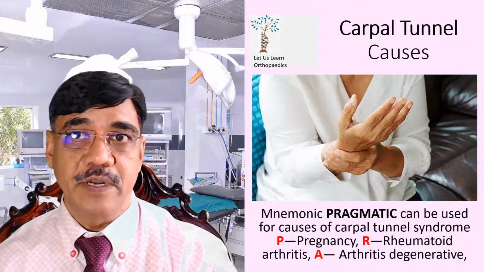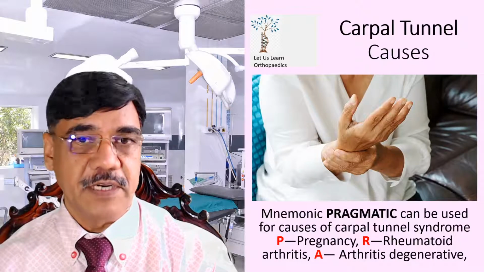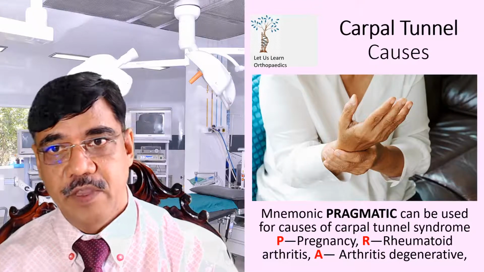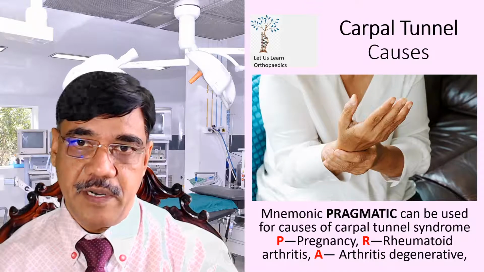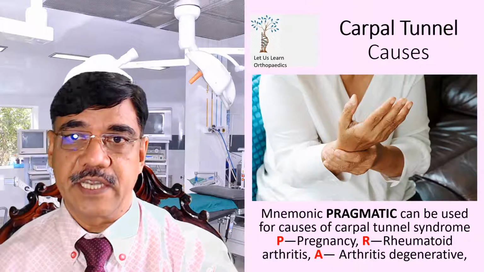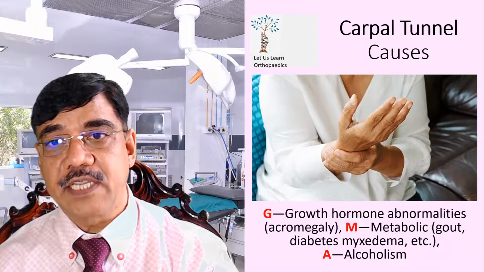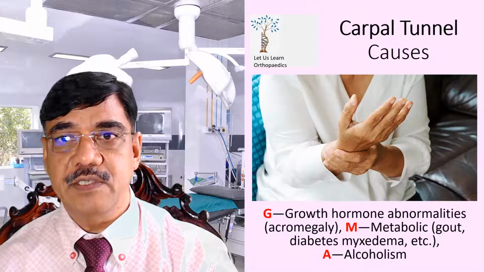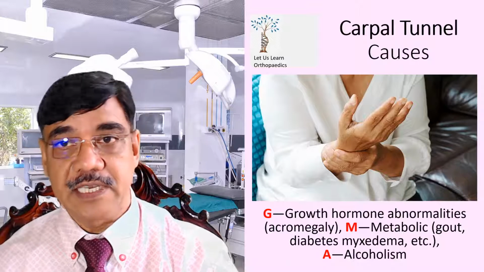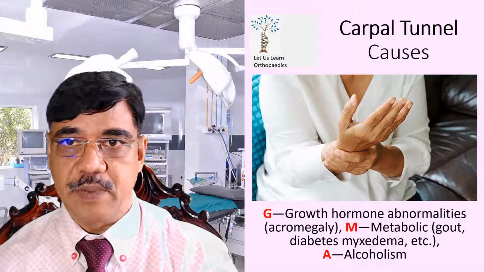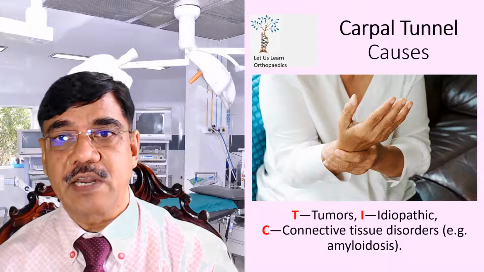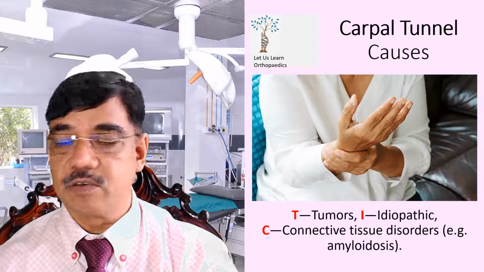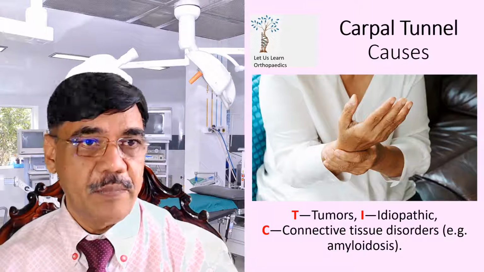To remember the different causes of carpal tunnel syndrome, we can use the mnemonic PRAGMATIC, where P stands for pregnancy, R for rheumatoid arthritis, A for arthritis degenerative, G for growth hormone abnormalities, M for metabolic diseases like gout, diabetes, myxedema, etc., A for alcoholism, T for tumors, I for idiopathic, and C for connective tissue disorders, for example, amyloidosis.